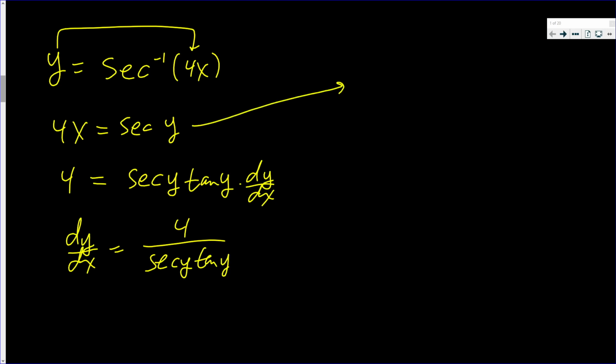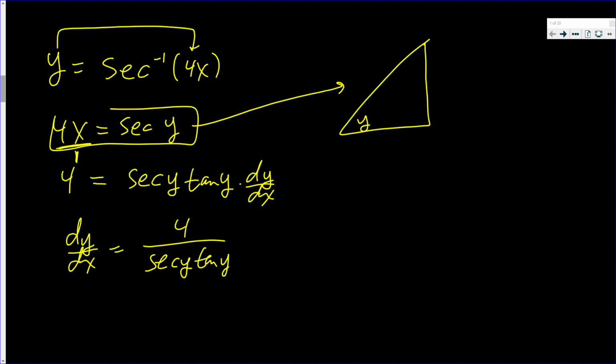So let's deal with this equation right here. Just remember that it's 4x over 1. The secant of y is the hypotenuse over the adjacent, 4x. And the other side is going to be the hypotenuse squared minus the other leg squared.